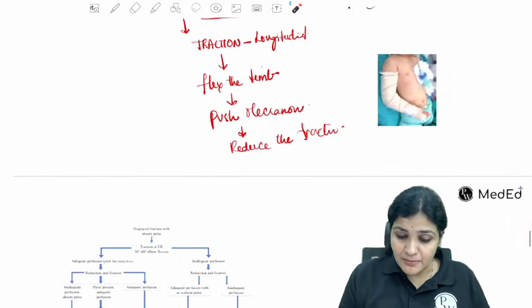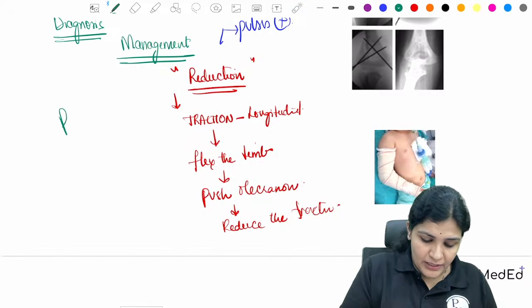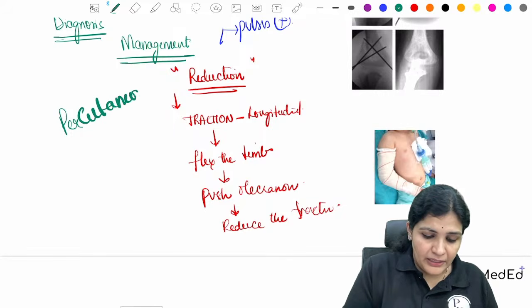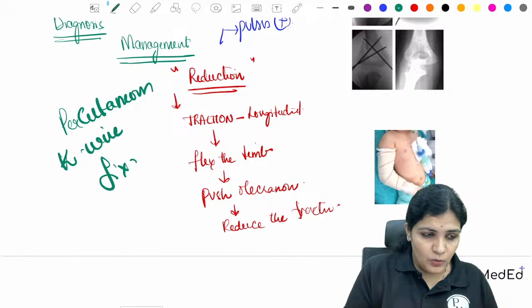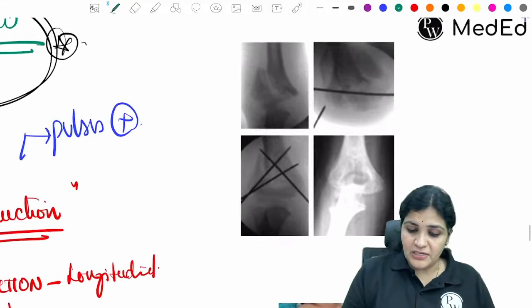So once they are engaged, how will we maintain the reduction? The reduction is maintained by K wires, percutaneous K wire fixation. So you will do a percutaneous K wire fixation. So this is your percutaneous K wire. So now we are reducing it properly, and then you will fix it with the K wire.